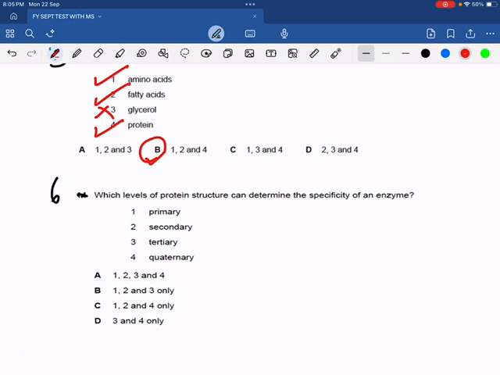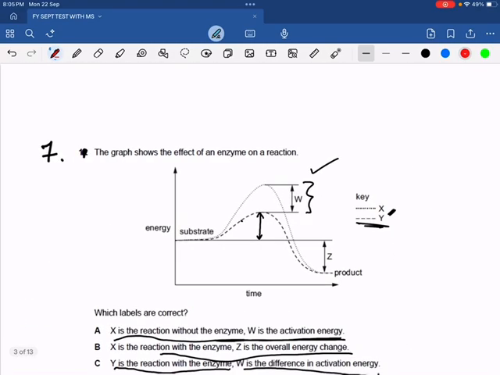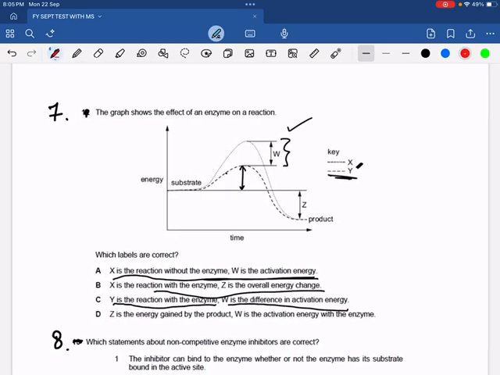Primary, secondary, tertiary, quaternary all determine the specificity of the enzyme. The way amino acids are arranged in a particular sequence determines how this polypeptide chain will fold into a secondary structure and tertiary, and also quaternary structure determines the specificity of the enzymes, because there can be enzymes which can be made up of more than one polypeptide chain. This was discussed in the class. Okay, now this MCQ number 7, the answer is C.